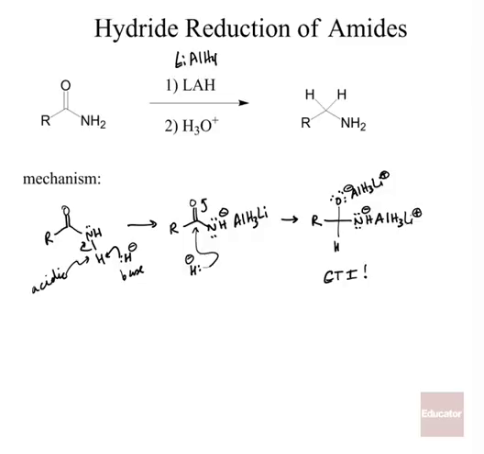The question is, when it collapses, who's the better leaving group? They're both ugly. They're both looking pretty awful, but which one looks better? We have an oxygen that'll have negative charge or a nitrogen that has a negative charge. Because oxygen is more electronegative, it better handles the negative charge. This is the better leaving group. So what happens is the hydride adds in, and then the existing nitrogen kicks that oxygen out as a leaving group.